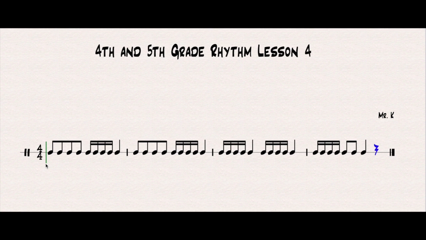Ready and count. 1 and 2 and 3 and 4. 1 and 2 and 3 and 4. 1 and 2. 3 and 4. 1 and 2 and 3.